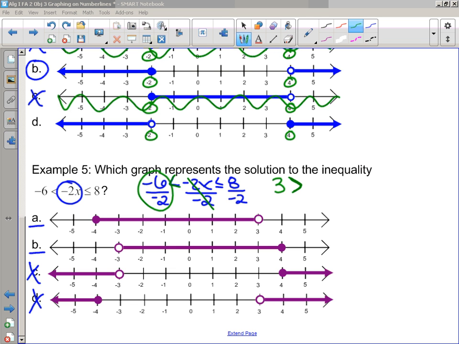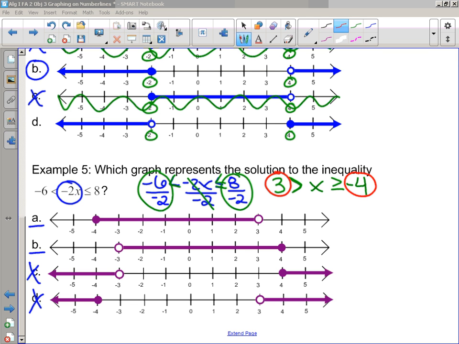The negative 2's cancel, so x is in the middle. And then on the right side, 8 divided by negative 2 is negative 4. It said less than or equal to, but when I divide by a negative, I've got to turn it. So now it says greater than or equal to. So the two numbers that I'm looking for are positive 3 and negative 4.